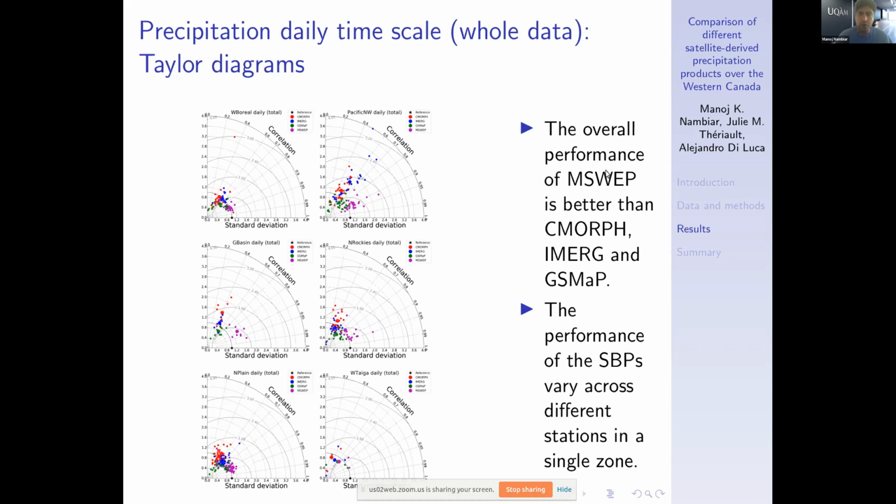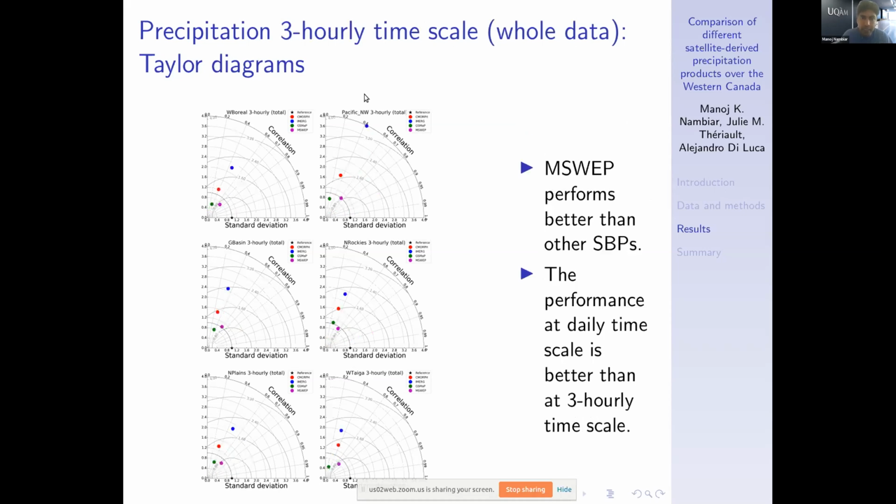So overall, the better performance of MSWEP can be attributed to it being calibrated at a daily time scale, whereas the other data are calibrated at monthly time scale. So this is for the daily time scale, and here in this diagram, this is the mean for all the stations in each region. Here we can see that the correlations and the skill altogether decreased from the daily data. So that is again because the calibration is performed at the daily time scale.